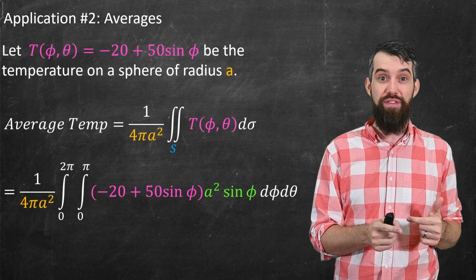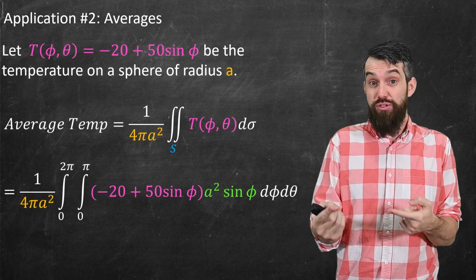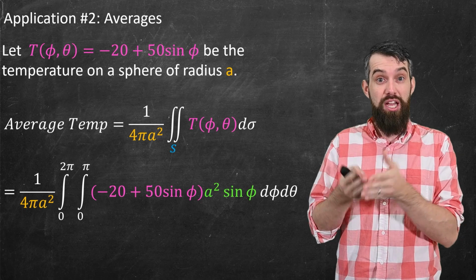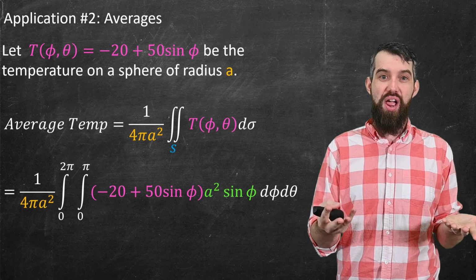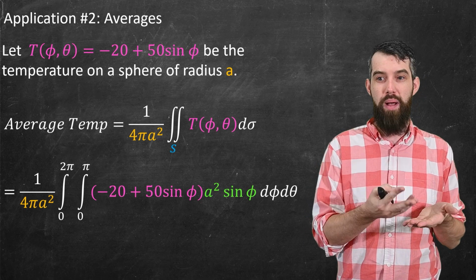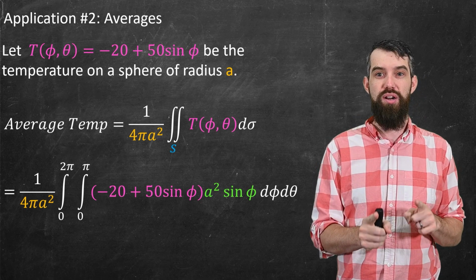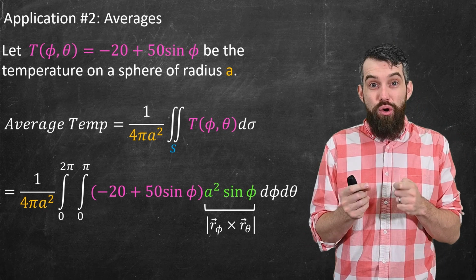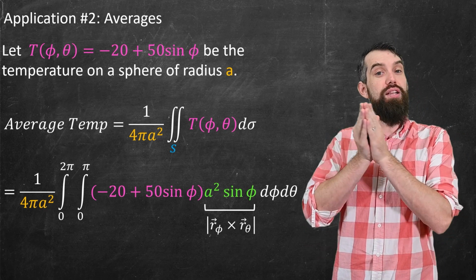Okay, so now I want to compute that out, so I should put in the actual temperature function I have. And this is described parametrically. I'm imagining my surface here in the phi theta parameters, and I know what they are in spherical coordinates. The phi goes between 0 and pi, and the theta between 0 and 2 pi. And then the most important part here that's being added is this a squared sine phi. That corresponds to r phi cross r theta.